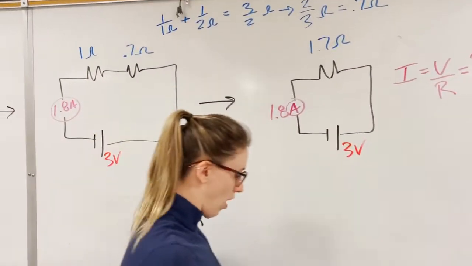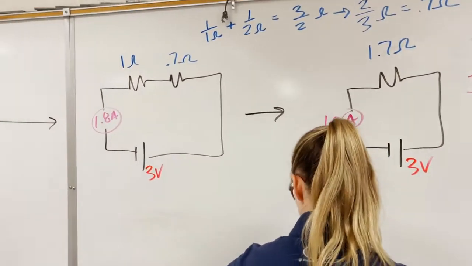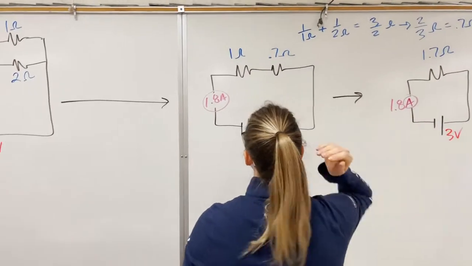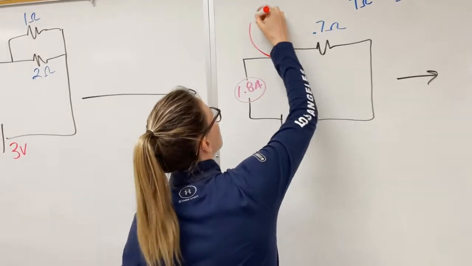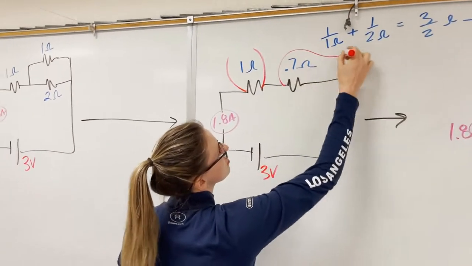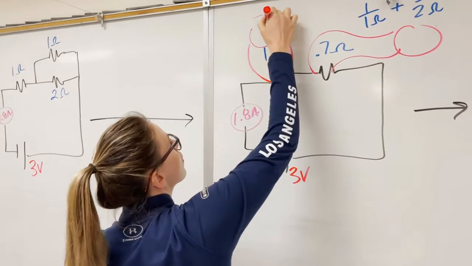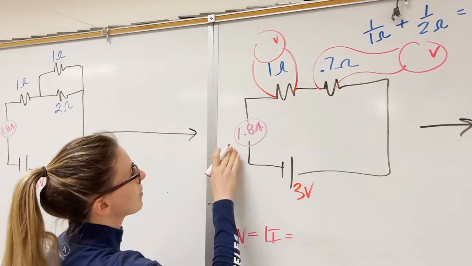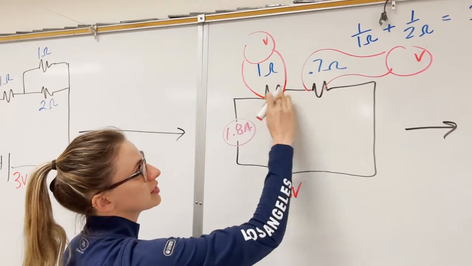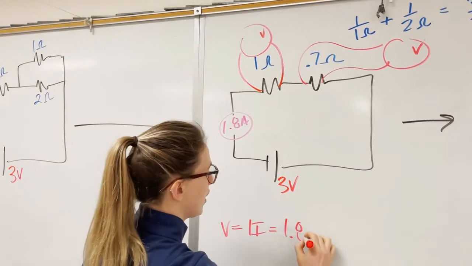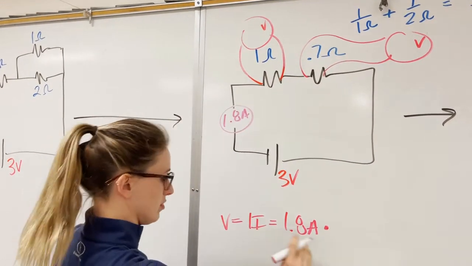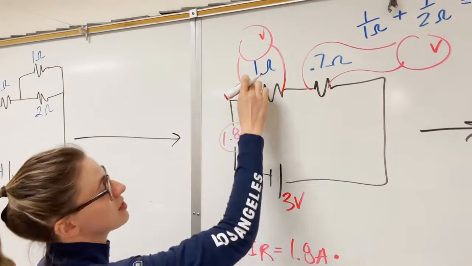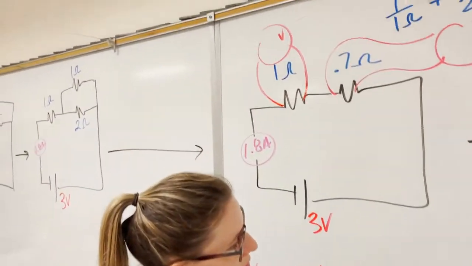So now I'm gonna go ahead and work backwards. I want to find the voltage drop across each of these elements. So I want to figure out what the voltage is here, and what the voltage is right here. V is IR, so that voltage is going to be the current times the resistance. Our current, this is in series, so the current's going to be the same throughout. So 1.8 amps times, V equals IR, and our resistance here is 1 ohm. That's easy. That's going to be 1.8.